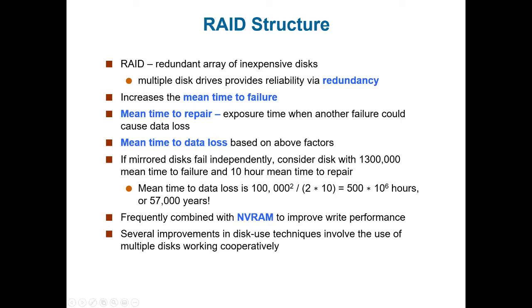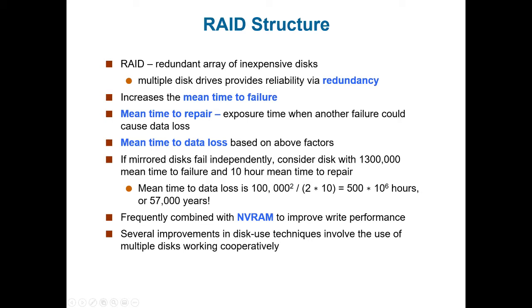More specifically, the second disk would have to go bad before the first disk was repaired, which brings the mean time to repair into play. For example, if two disks were involved, each with a MTTF of 100,000 hours and a MTTR of 10 hours, then the mean time to data loss would be 500 times 10 to the 6 hours, or 57,000 years. This is the basic idea behind disk mirroring, in which a system contains identical data on two or more disks.